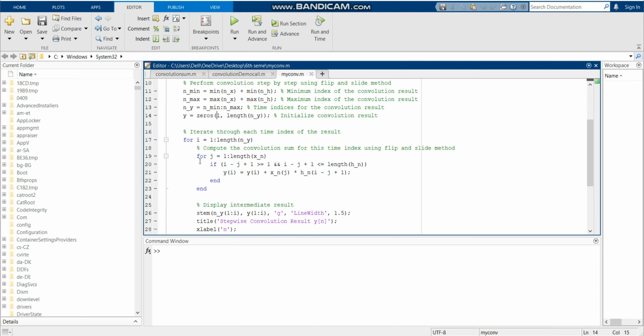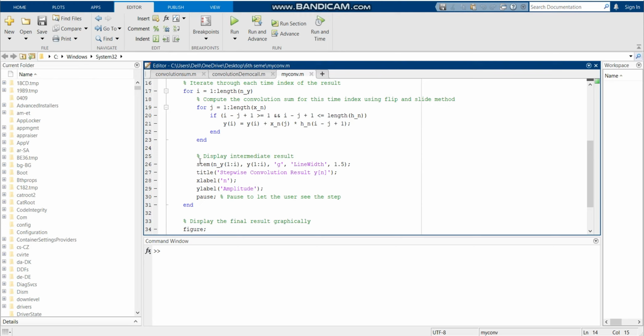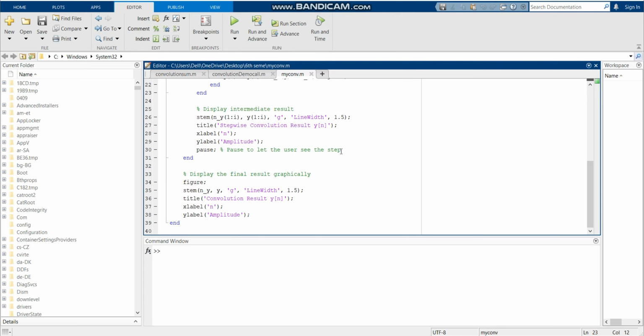The code then uses a for loop to iterate through each time index of the result, and then it initializes and computes the convolution sum for the current time index using the flip and slide method. After that, it creates a new figure and plots the results using the flip and slide method, and plots the final convolution results in the graph.